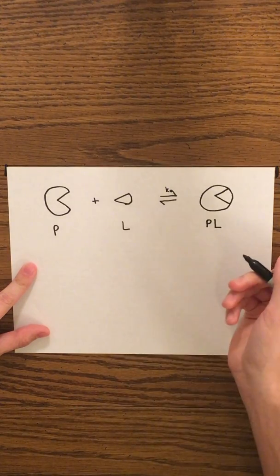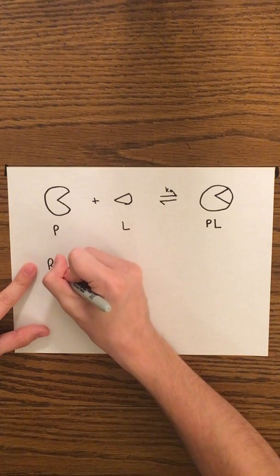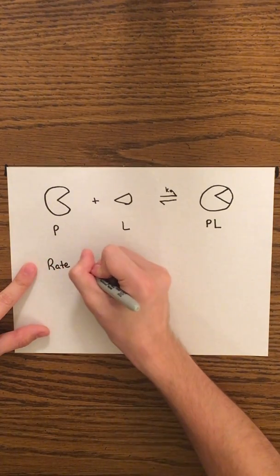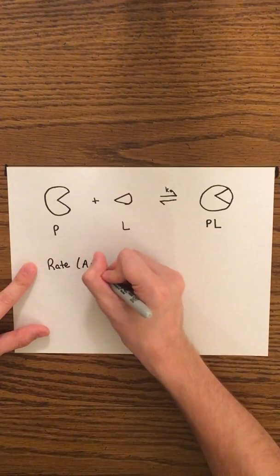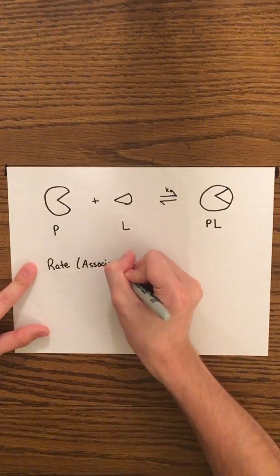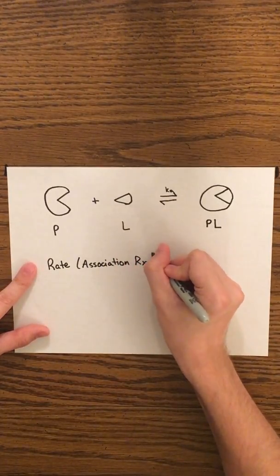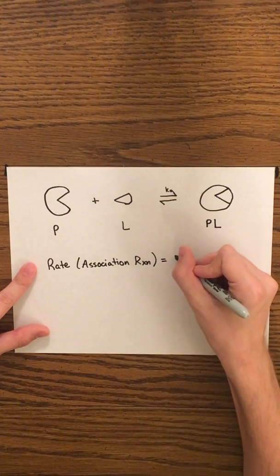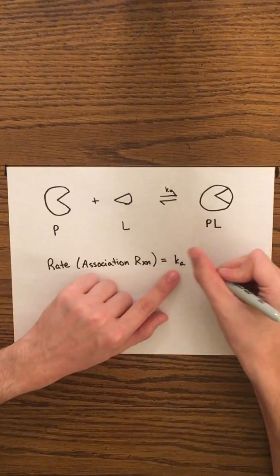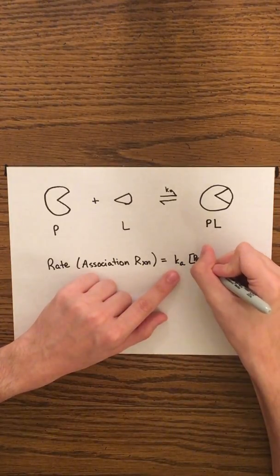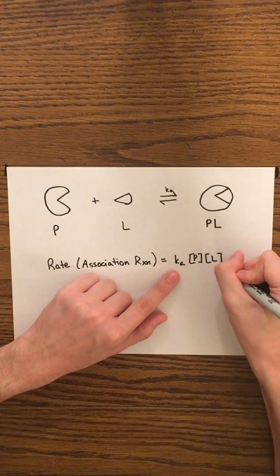So if we wanted to write down our rate expression, we know from our discussion of integrated rate laws and noting the information that I already gave you, that the rate of the association reaction is dependent on that association rate constant times our concentration of protein and our concentration of ligand, okay?